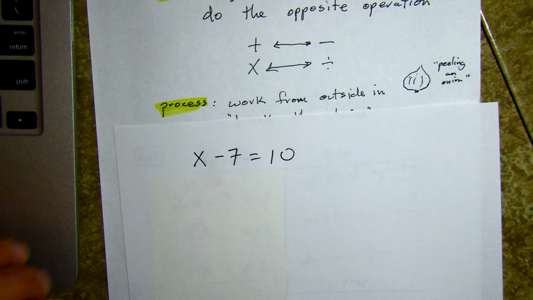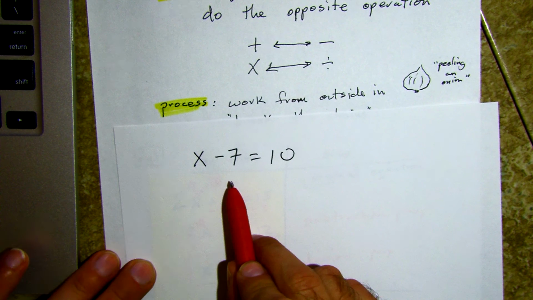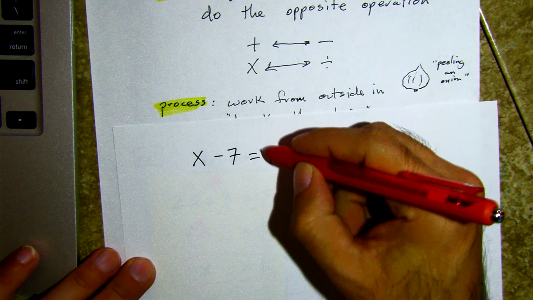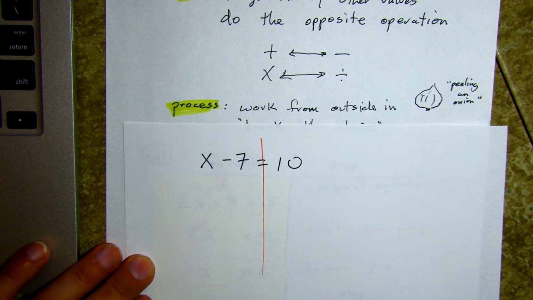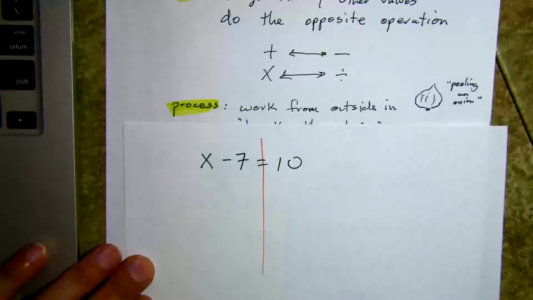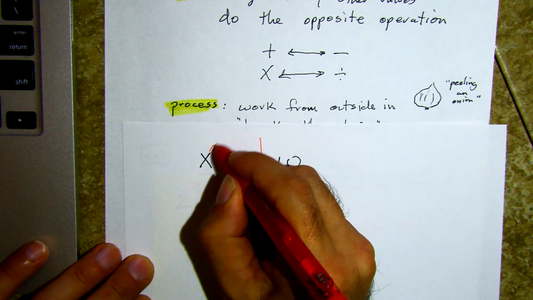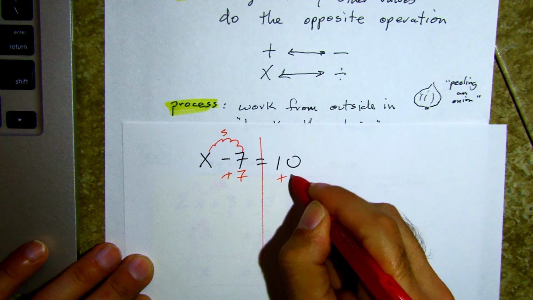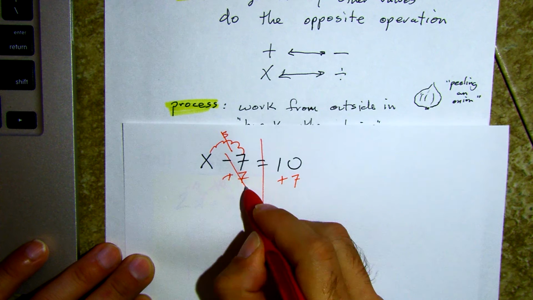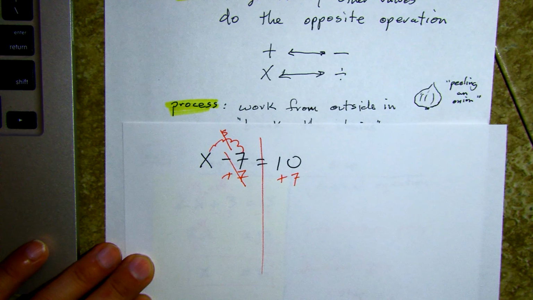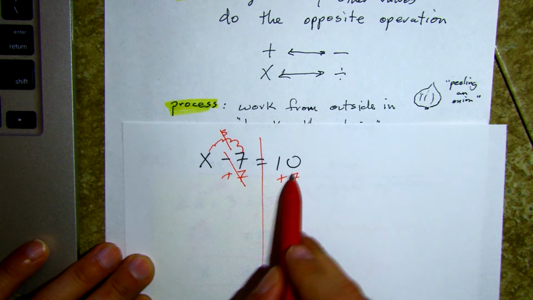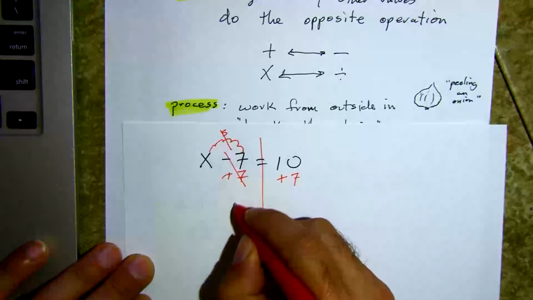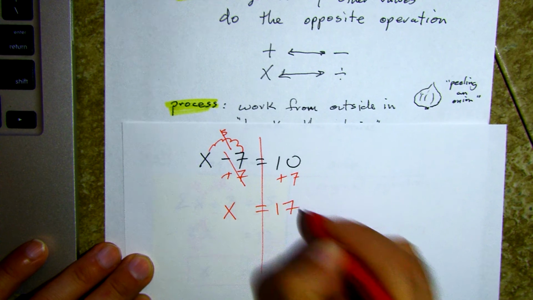So, for instance, Arnold, what do I do here? What should I do? You might even put a line down the equal sign. I like to do that to keep it neat. What should I do here? Good, you got it. I look to see what is the chain. It's subtraction. To break the chain, I add 7. What's left? Because -7 + 7 = 0, you see? So because I did it to both sides, I'm good. And I get 17.